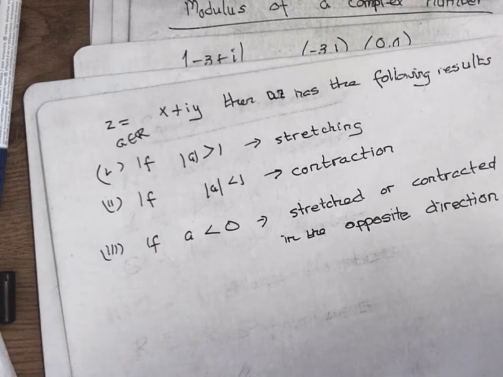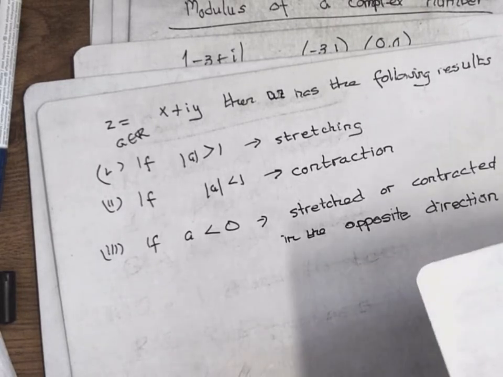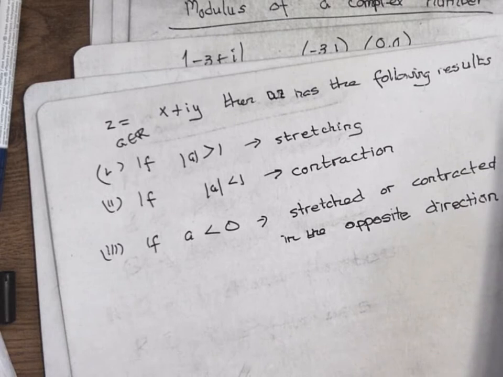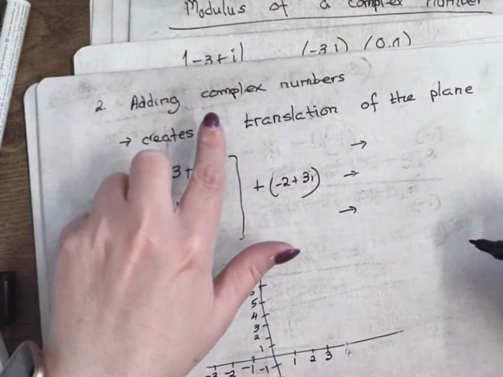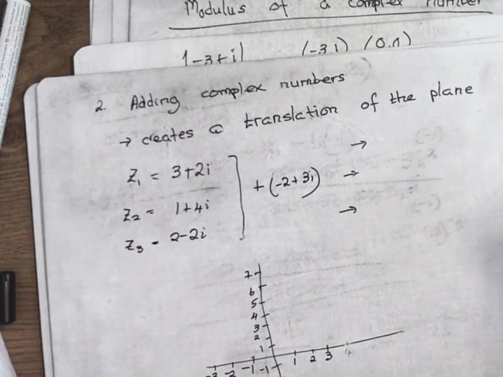Right, the second transformation of complex numbers is, if you take one complex number and you add another complex number to it, what happens? Okay? So if you take one complex number and you add another complex number to it, what happens? Right, we good? Okay, so if you add complex numbers, so if you take a complex number and you add another complex number to it.